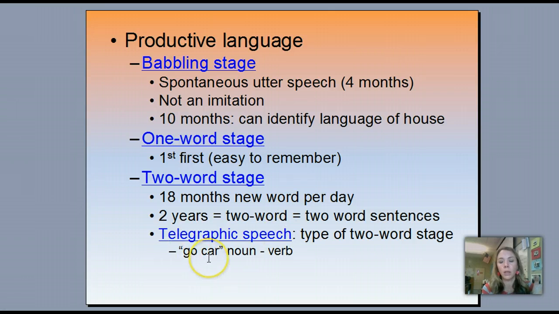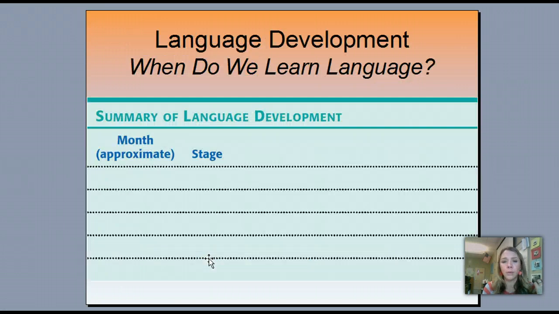Go car means that like I want the car to go. Mom up means pick me up. So two-word stage, you're able to get meaning or semantics without necessarily the syntax or the rules that apply. All right, so here's the chart I want you to write down. Take a second to just draw this chart. This is the summary of language development. You're looking at the month and the stage that goes with it.